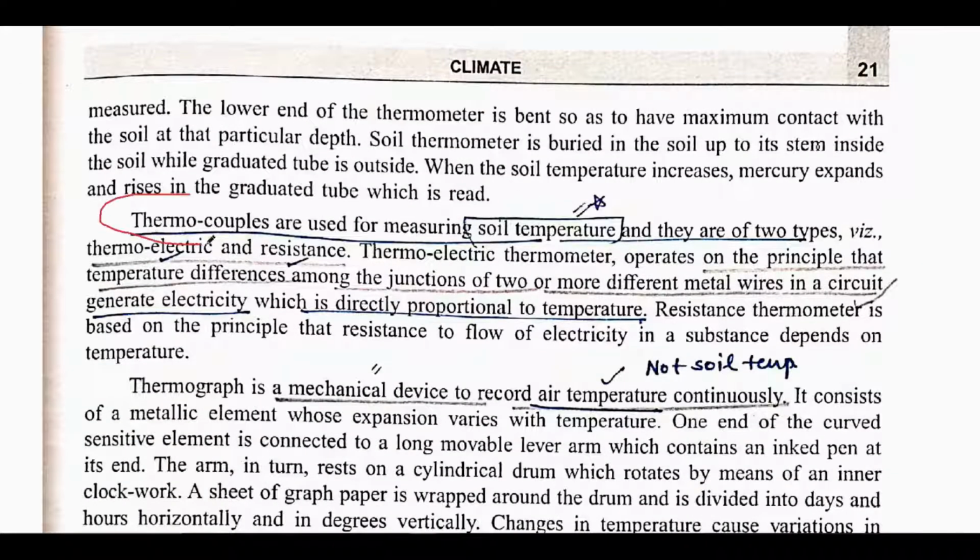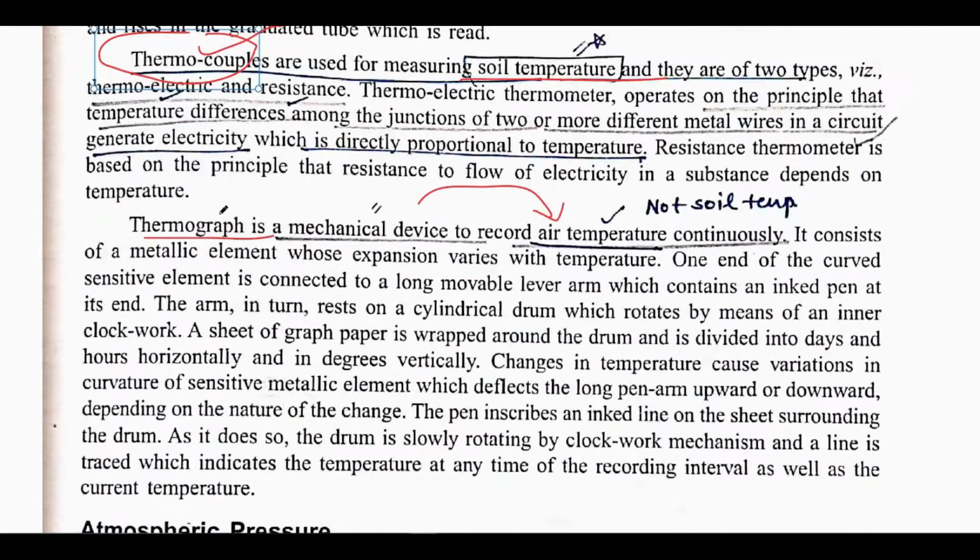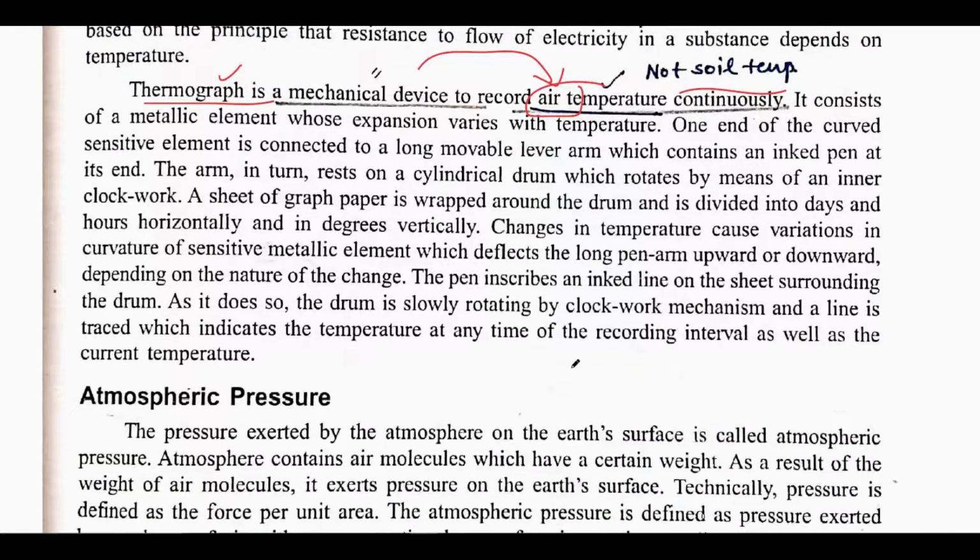Now the thermocouple we have discussed is used to measure soil temperature, while the thermograph is a device that is used to record air temperature continuously. So remember that the thermograph is used for measuring air temperature, not soil temperature.